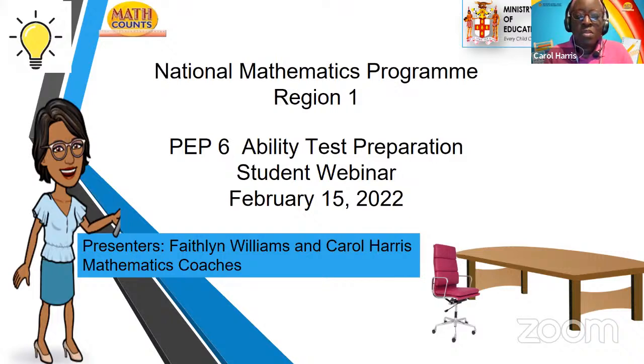DD represents the date. So it's 15 would be DD, MM would be 02, and YYYY would be 2022.